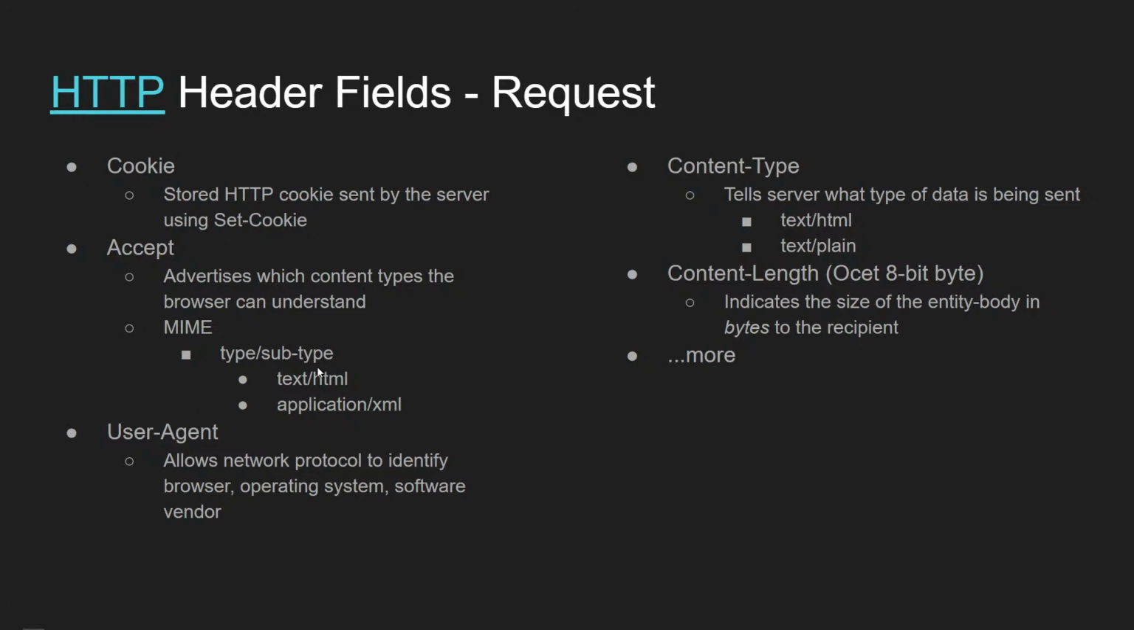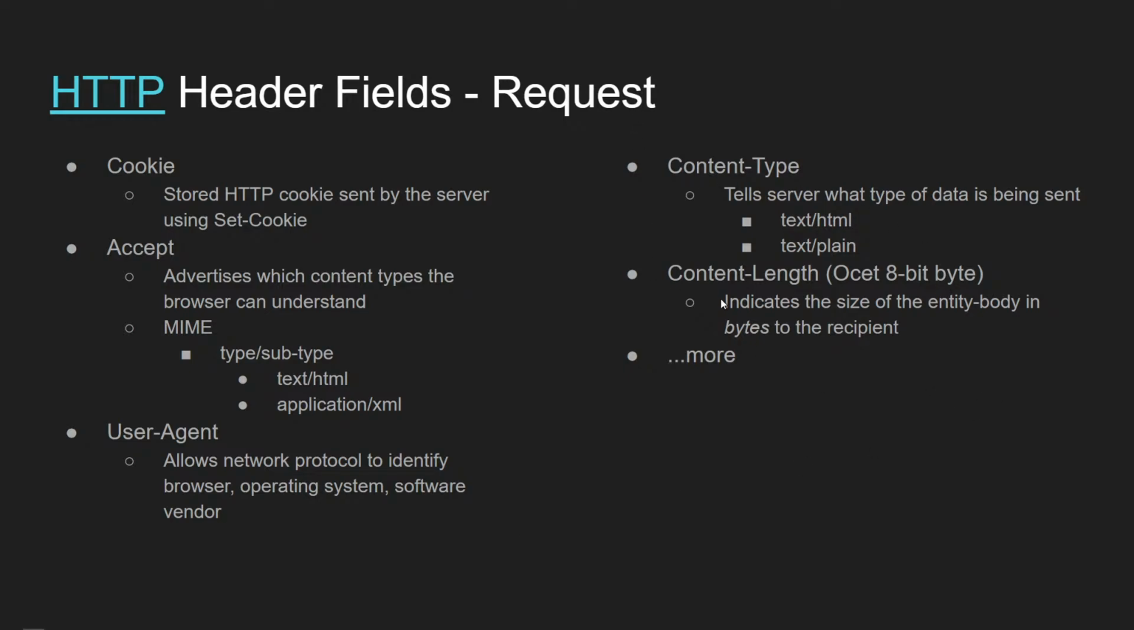The user agent allows the network protocol to identify the browser, operating system, and software vendor. But you should not use the user agent as a unique identifier because this is bad. Multiple people can be using Firefox on a Mac. That's not unique. This just tells you, you can use this to data mine what kind of browsers are using your service, so you can prioritize bug fixes or whatever.